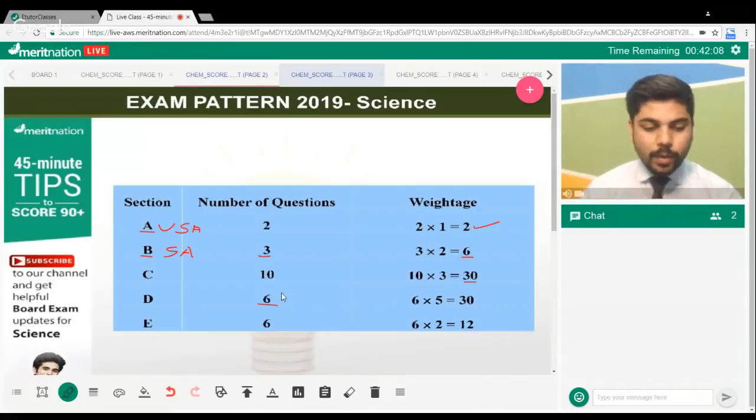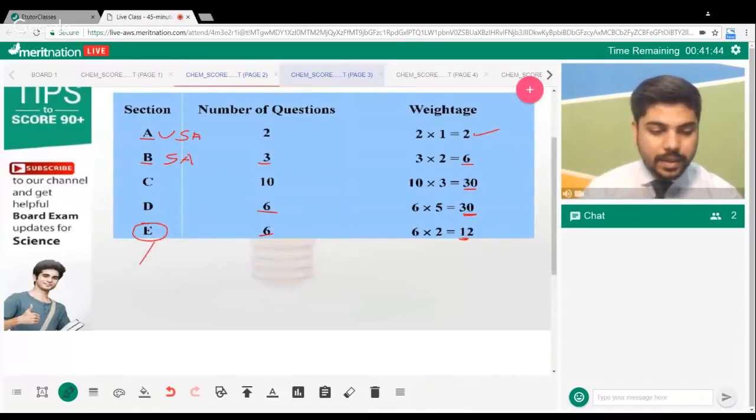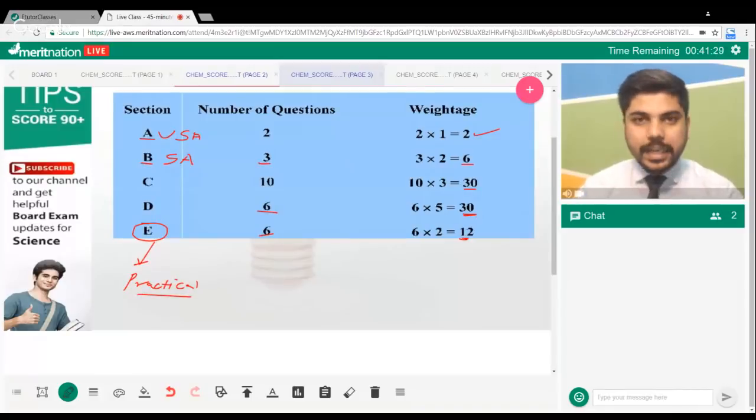So the most important section is section D, right? And guys, there is something peculiar about section E. It has 6 questions which carry only 2 marks, so the total weightage is just 12. What is peculiar about section E is that it is not theory based. It is based upon your practical approach. So section E comprises practical based questions, and you should have a good hold of practical knowledge as well, right?